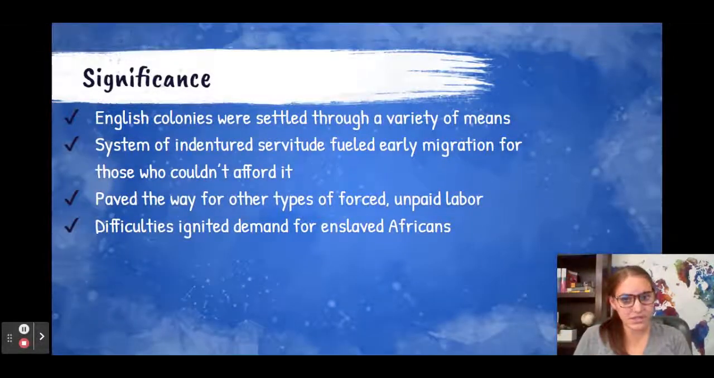So the significance here, the English colonies were settled through a variety of means and by a variety of people. The system of indentured servitude fueled early migration for those who couldn't afford it. It paved the way for other types of forced unpaid labor. And the difficulties with the system ignited the demand for enslaved Africans.